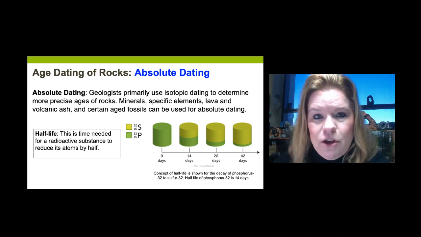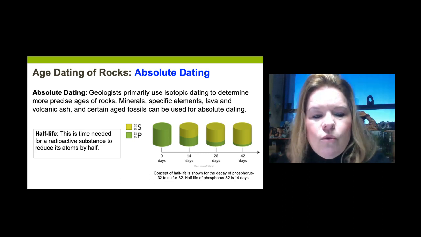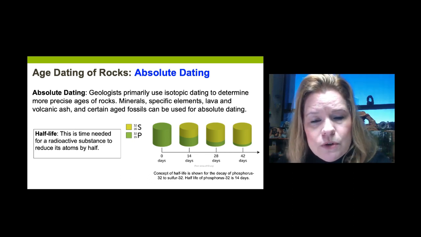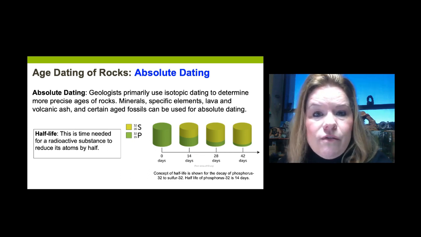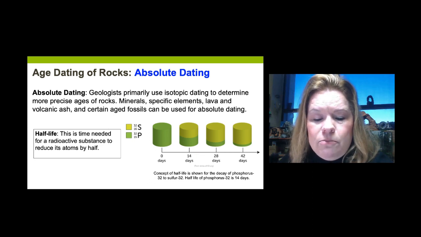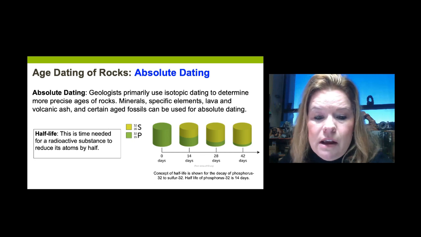But it's all done on something called a half-life. So what is a half-life? That's the time needed for a radioactive substance to reduce its atoms by half. So you start with, let's say, 100 atoms, and then you go down to 50. That would be a half-life. If we're looking at the half-life of phosphorus-32 decaying to sulfur-32, the half-life of phosphorus-32 is 14 days. So at 14 days, we would have lost half of the original atoms.